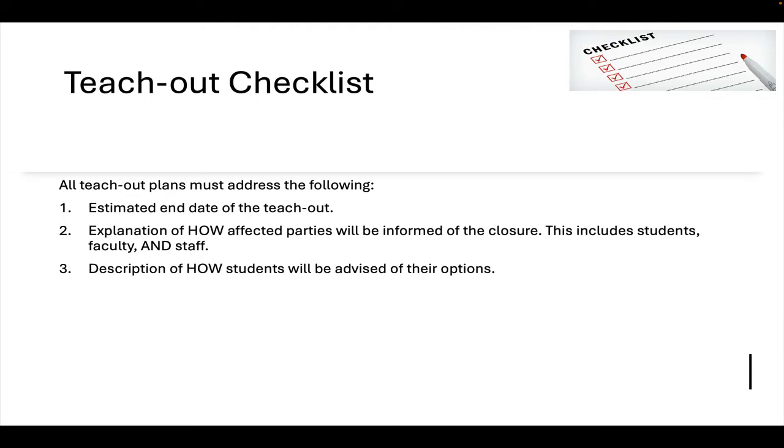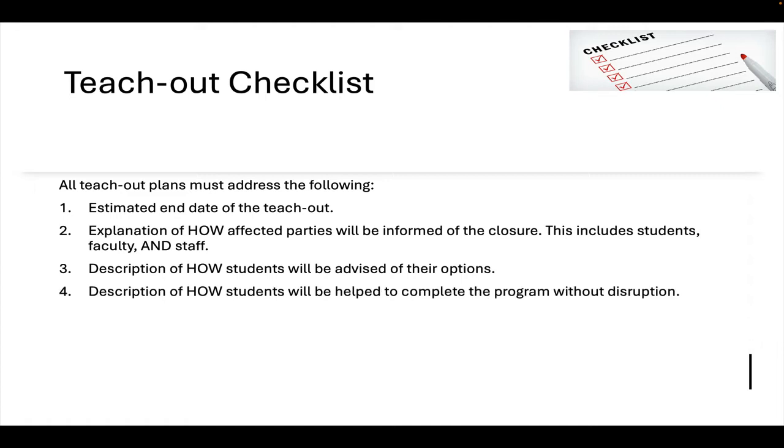Again, another how here. We need a description of how students will be advised of their options. As you develop a teach-out plan, there's quite frequently more than one option in that teach-out plan for students to complete their degree program, as an example. So how were they advised of these options?